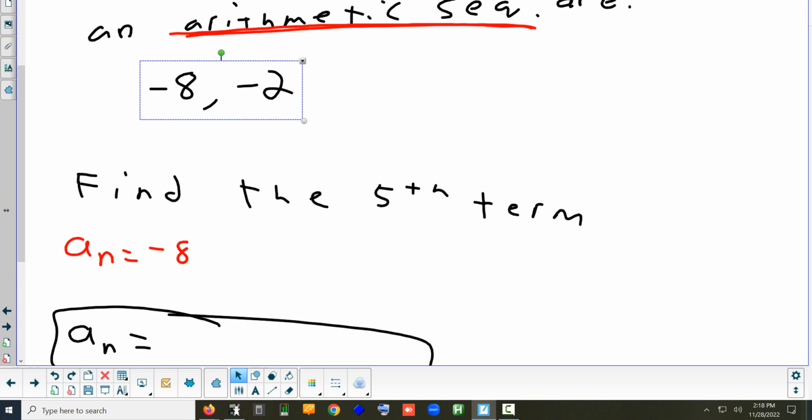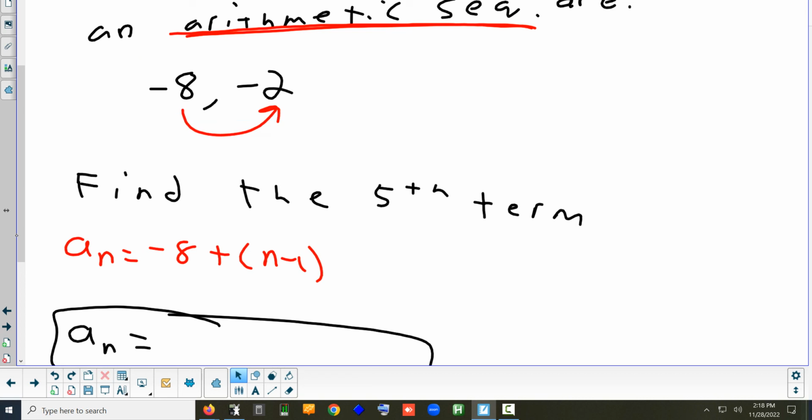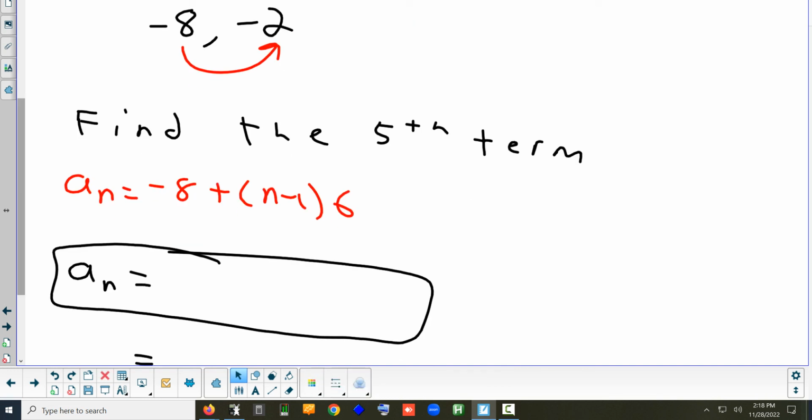-8 plus, what are you adding each time? I know it's only there once, but it's arithmetic, so it is going to be the same every time. You're adding 6. Okay, what's 6 times n? 6n. And 6 times -1? And what's -6 plus -8?